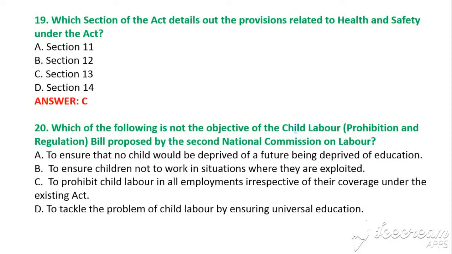Then second is to ensure children do not work in situations where they are exploited. Yes, the children should not be exploited. That also is an objective. Then third one, to prohibit child labour in all employment irrespective of their coverage under the existing Act. So C is not the objective. Another one, to tackle the problem of child labour by ensuring universal education. So the fourth is also an objective. C is not the objective because in certain industries the child will not be allowed to work. Answer C is right. This is not the objective of this Act.